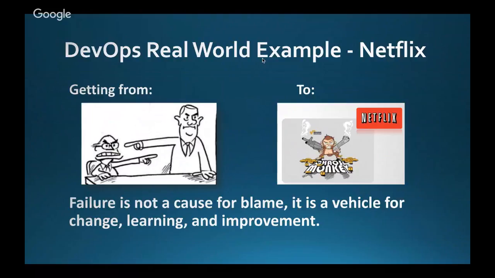Earlier people used to point fingers at each other in case of failures, but then they came up with a tool, a framework and methodology based upon Chaos Monkey. Netflix now uses this Chaos Monkey model and tool for their deployments, and they are completely based upon the DevOps mechanism. So any failure is no more a cause for blame. It is a vehicle for change, learning, and improvement. This is what they do, and this is what they implement.